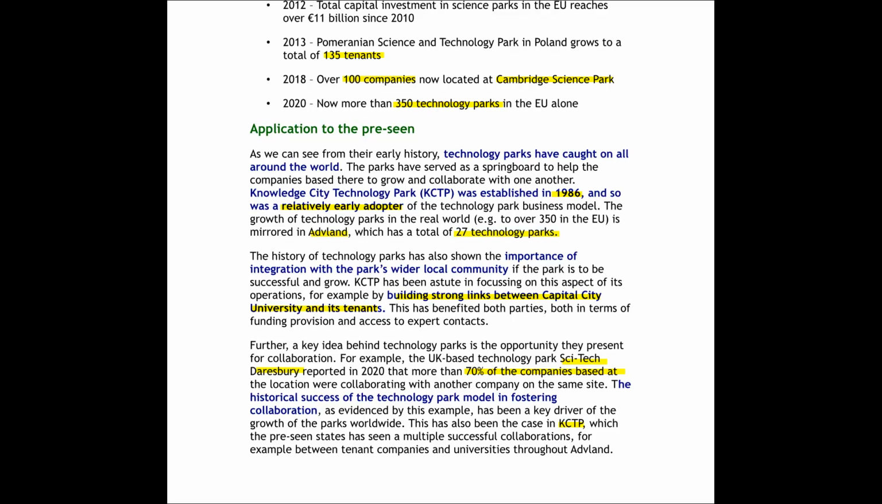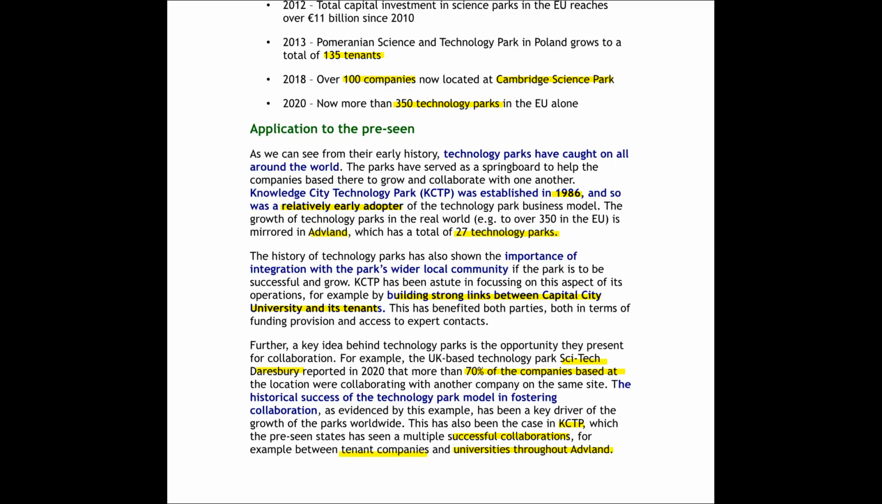The Prescene specifically tells us that there have been a lot of different successful collaborations at the park. So these collaborations have been between tenant companies of the park and also universities throughout the country of Advland. So that is to say, there have been successful collaborations between the tenant companies and Capital City University, but also universities further afield.